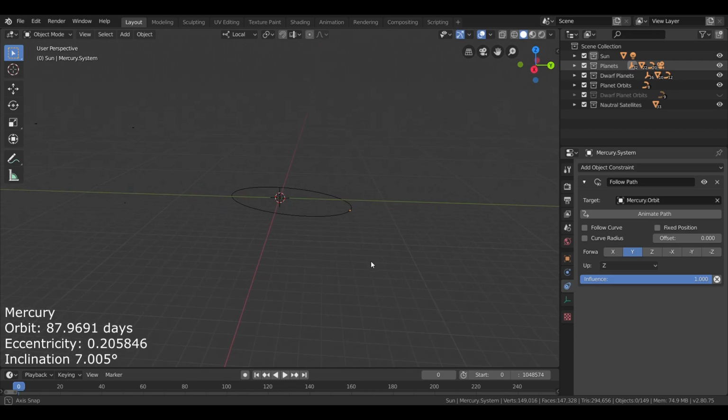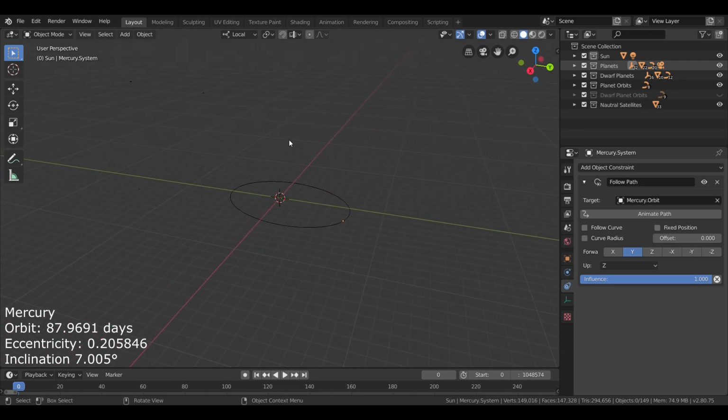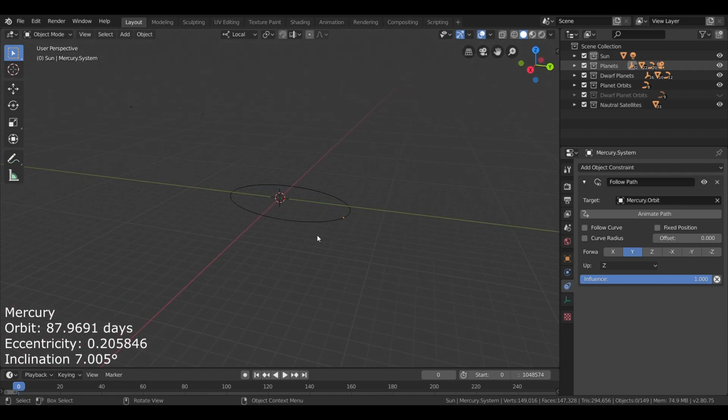Now, Mercury also has the most inclined orbit of any planet. As you can see, relative to the ecliptic plane I was talking about before, it is tilted at about 7 degrees.